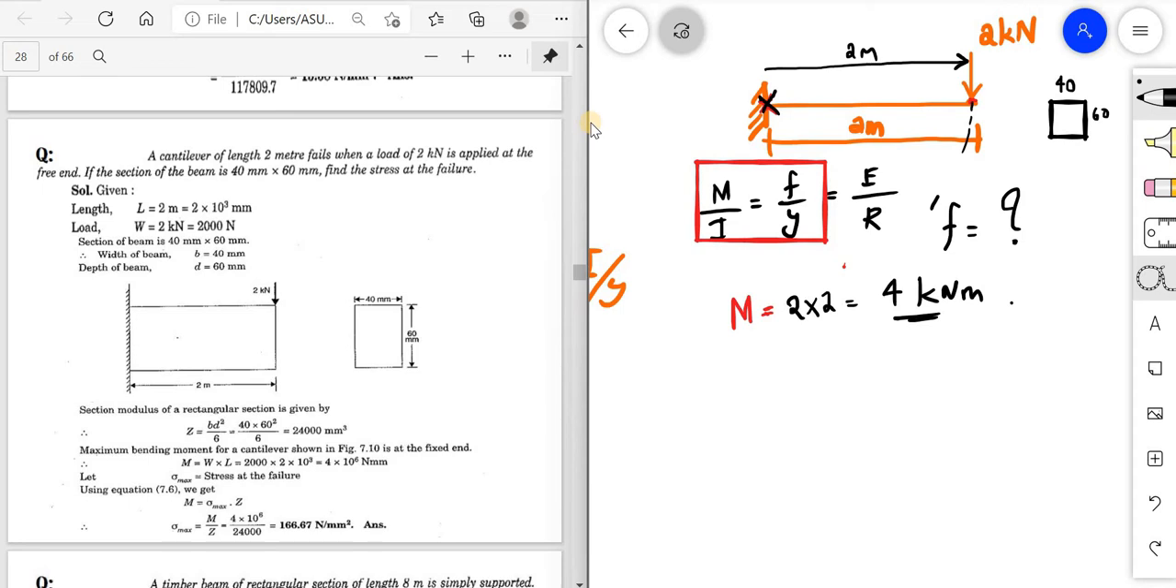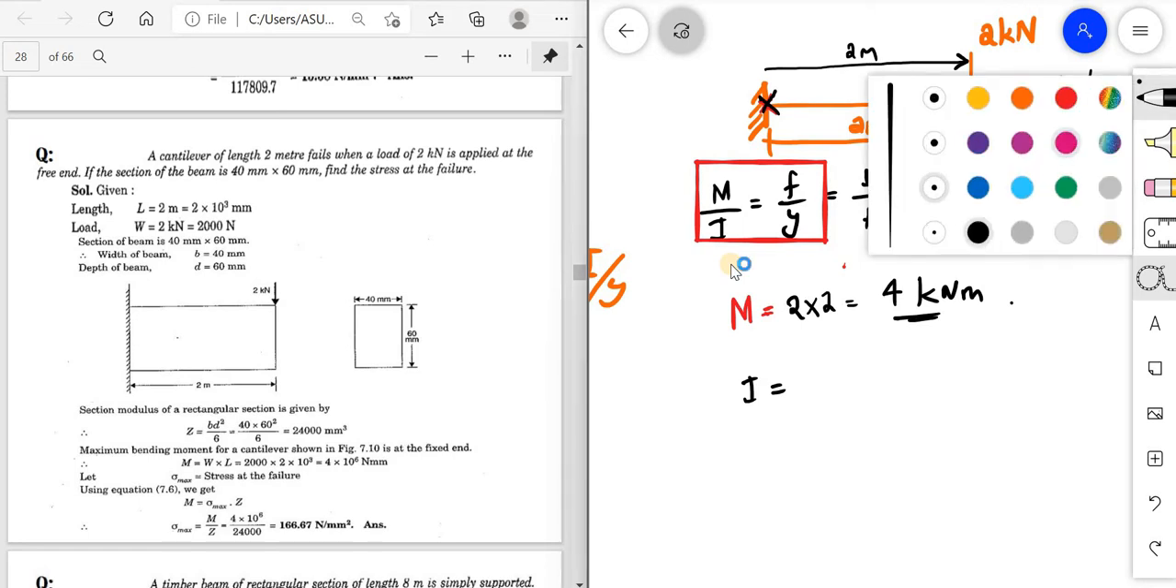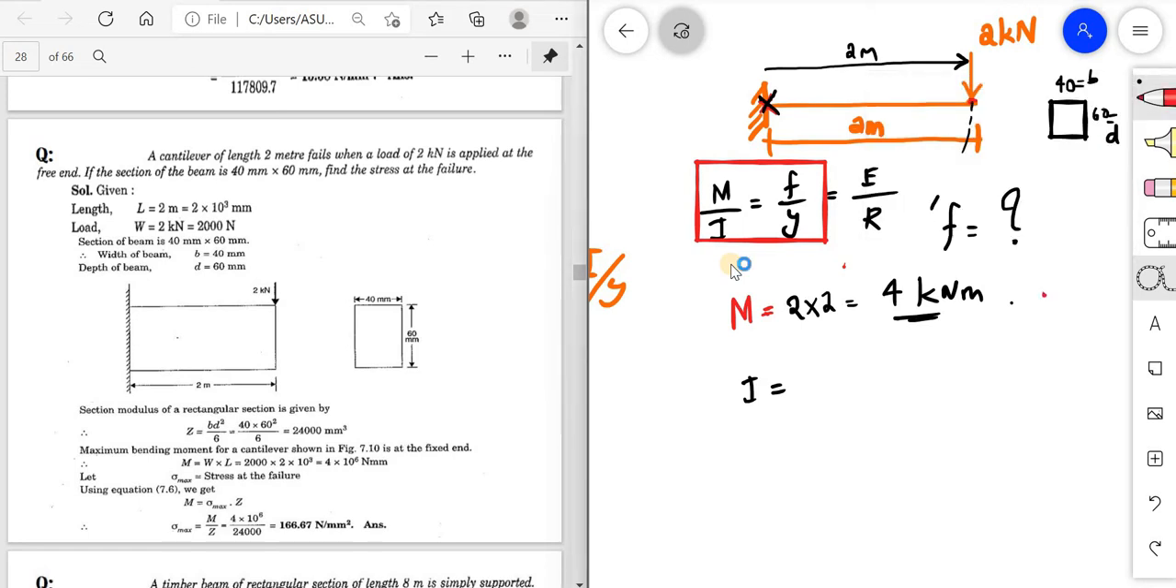M I got. Next one, I am having I. What is I? It is a rectangle only. So if this is B and this is D, here I is the moment of inertia. The moment of inertia is taken about the centroidal axis. For a rectangle, the moment of inertia will be given as B D cubed by 12.